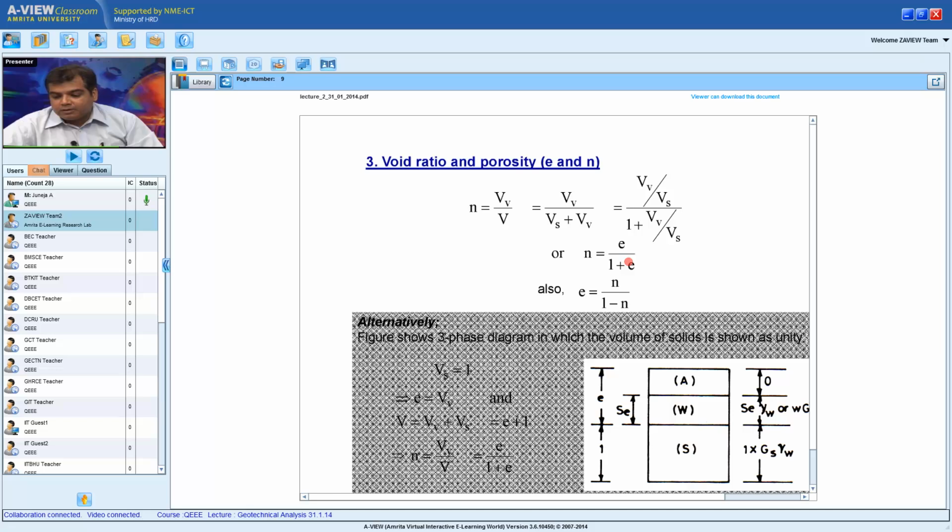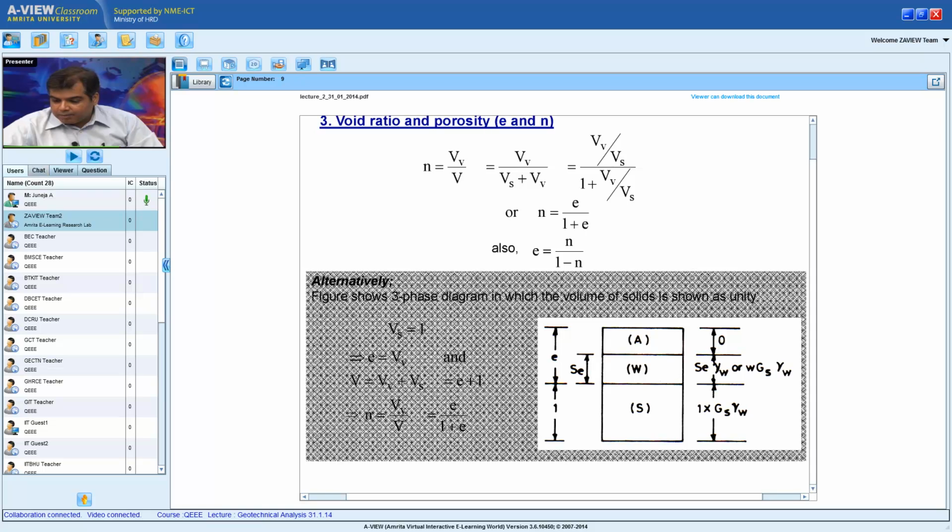I can play around with these terms such that my void ratio is on the left hand side. So I have an alternate expression. Void ratio equals porosity over 1 minus n. That's 1 minus porosity. You can choose any one of these two expressions to remember. I hope you are making a note of the final expression, which is something like this. Okay, please do make a note.